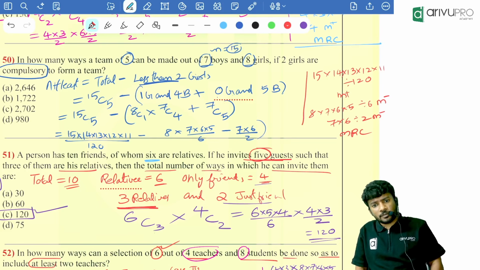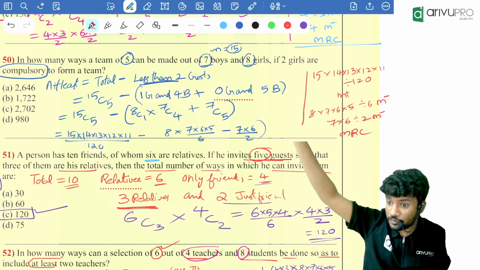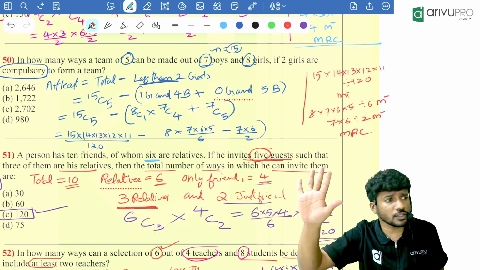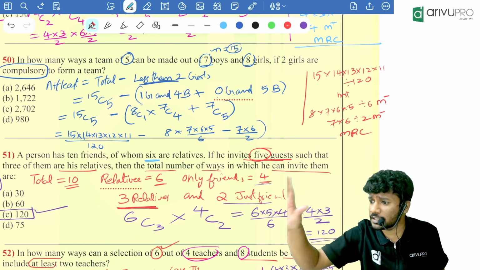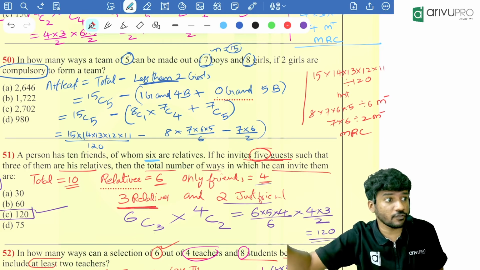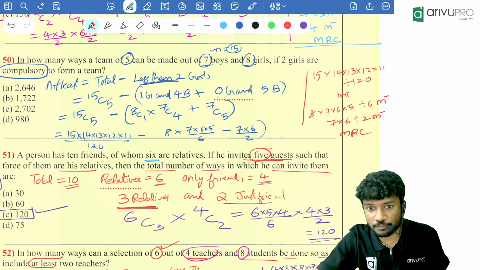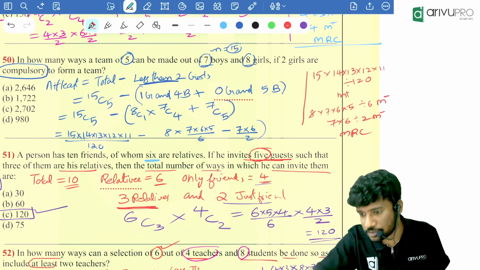Then at least 4 means if the number is too much, we will directly go for it. If 5 girls are there in total, and they are telling at least 4, you will take 4 and 5. You will not take total minus and all that time. According to the question, you will answer it.